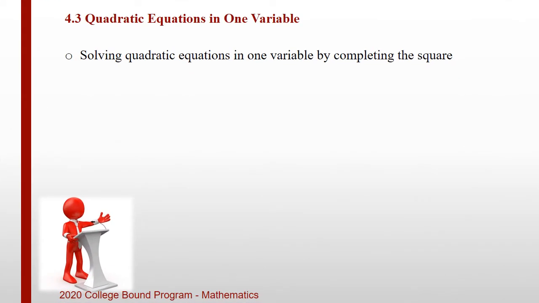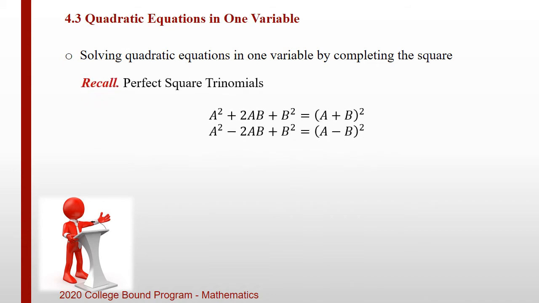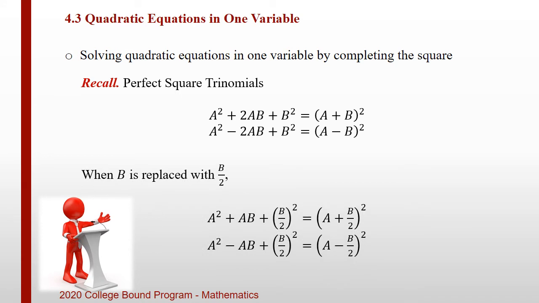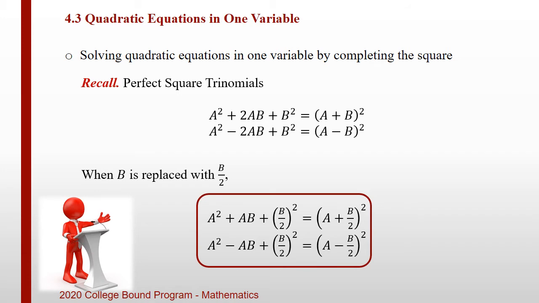For the method of solving quadratic equations by completing the square, we recall from your special products the perfect square trinomials given by the following. In these formulas, note that when b is replaced with b/2, we get a² + ab + (b/2)² = (a + b/2)², and a² - ab + (b/2)² = (a - b/2)², respectively.